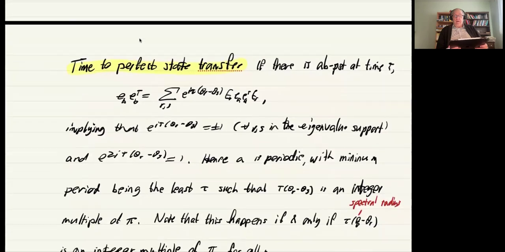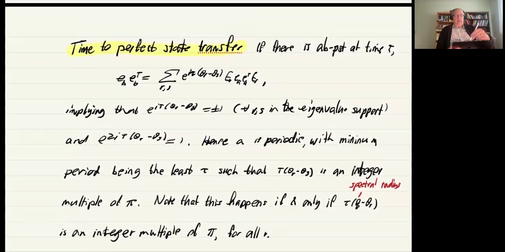Now, the point is, if we have transfer from A to B at time tau on some graph, then we have this vertex state is equal to this mess. Okay, so this is just U(t) E sub A transpose U(-t) expanded. And then because this is real and this is real and this is real and this is real, this has to be real. And so that tells us that this exponential here is plus or minus 1 for any pair r and s in the eigenvalue support.